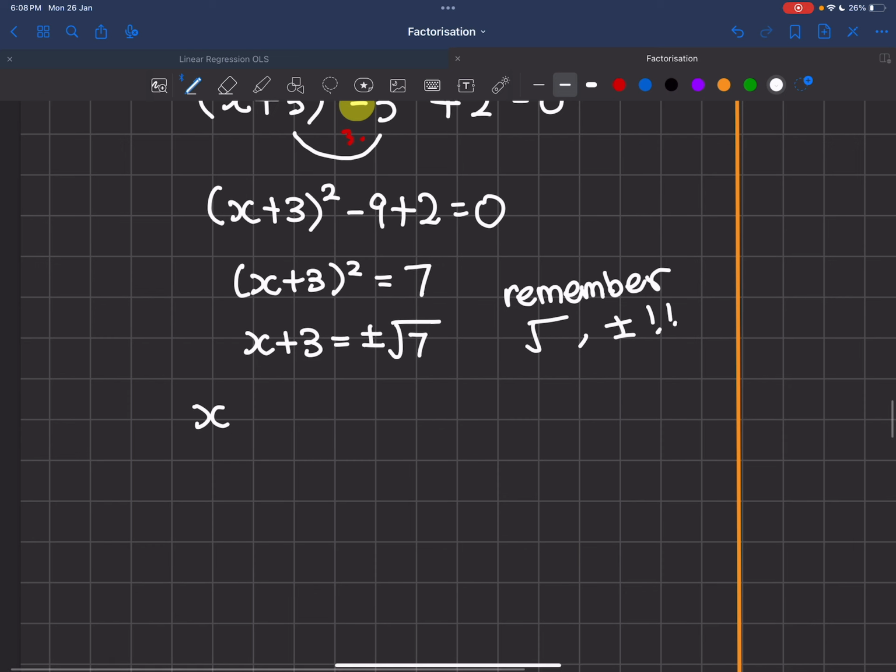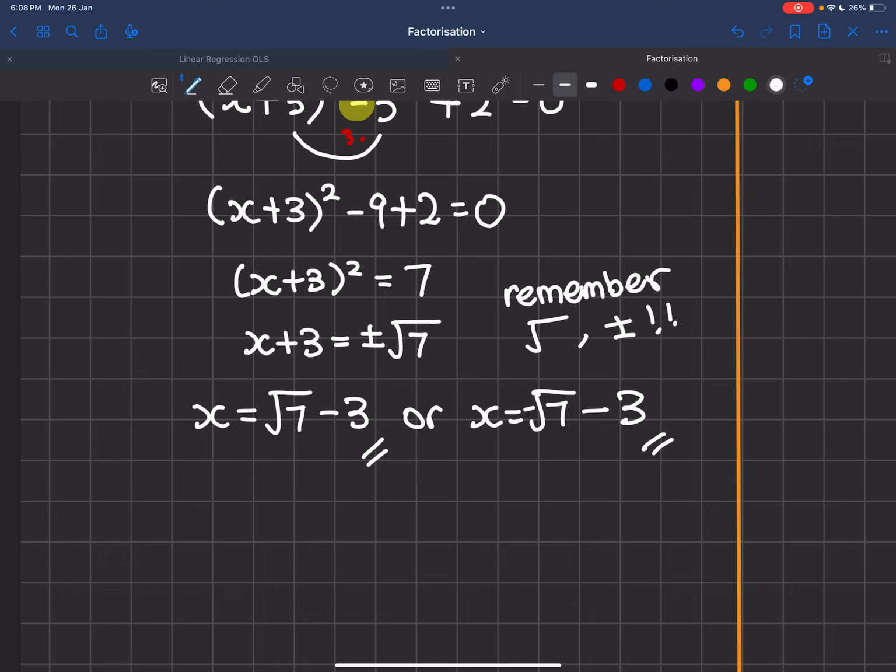So we will end up with x equals to positive square root 7 minus 3, or x equals to negative square root 7 minus 3. So these are two values, and you can graph that, and we're done.